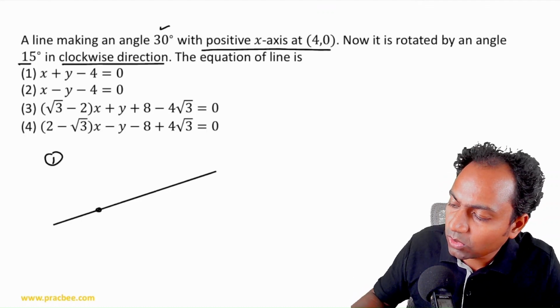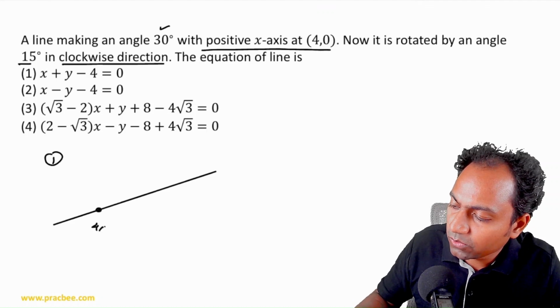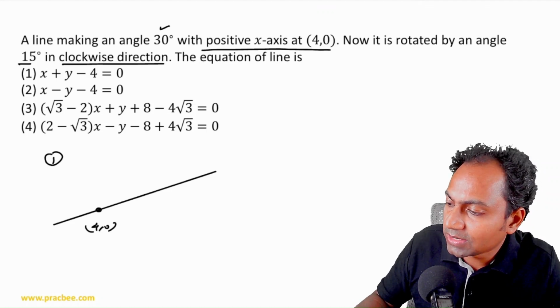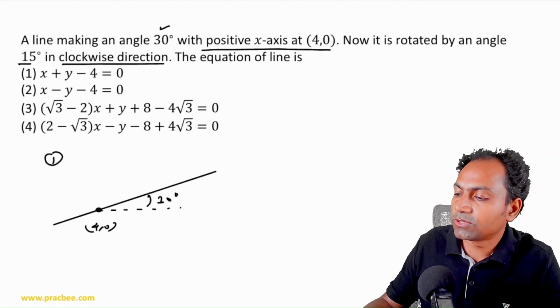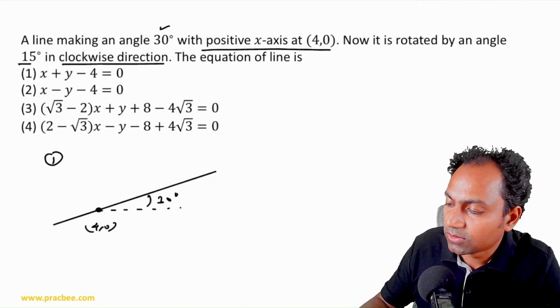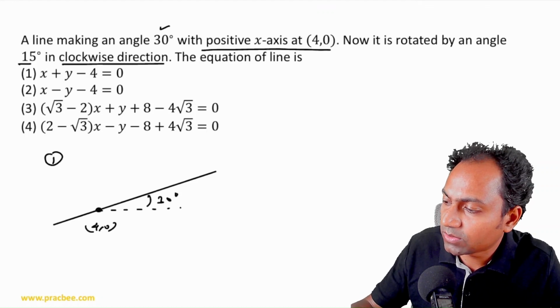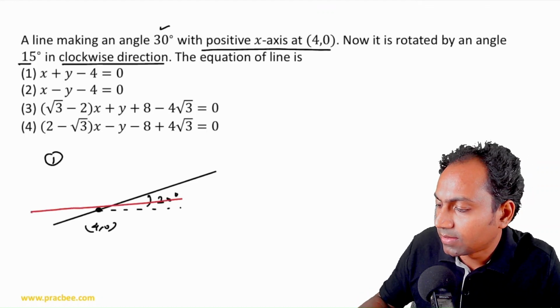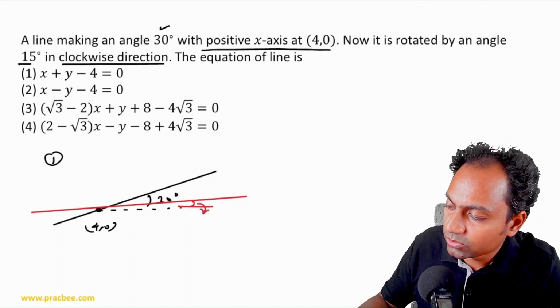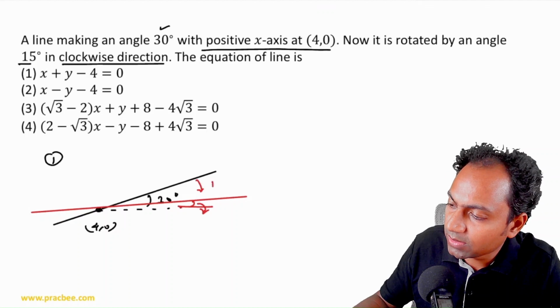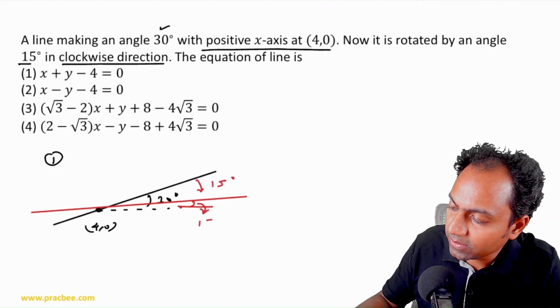So if I make a small diagram, this point is nothing but (4, 0). The initial angle, this is nothing but 30 degree. Now what they're saying is move it in the clockwise direction. If I move it in the clockwise direction, you can see that this is how it will look like. So you can see this angle now is getting reduced. They have moved from here to here by 15 degree. So this angle will become 15 degree.